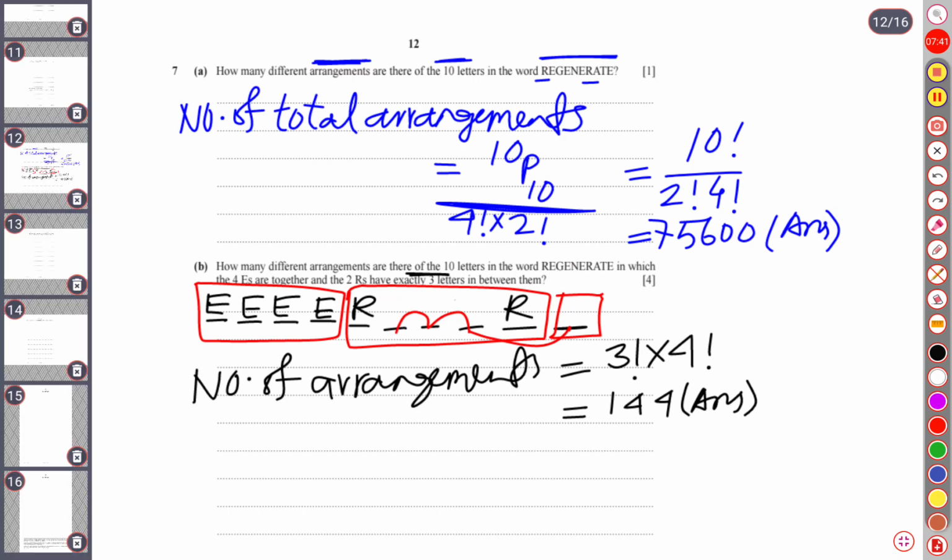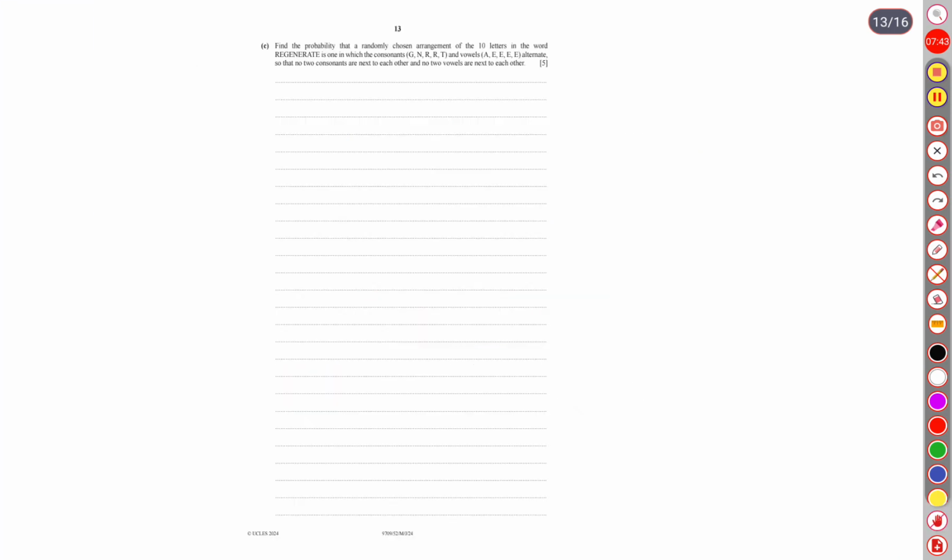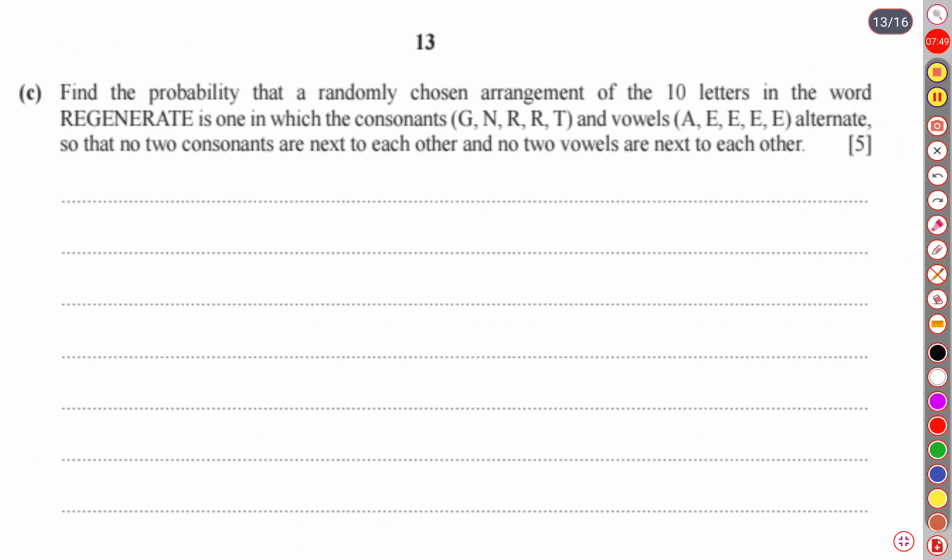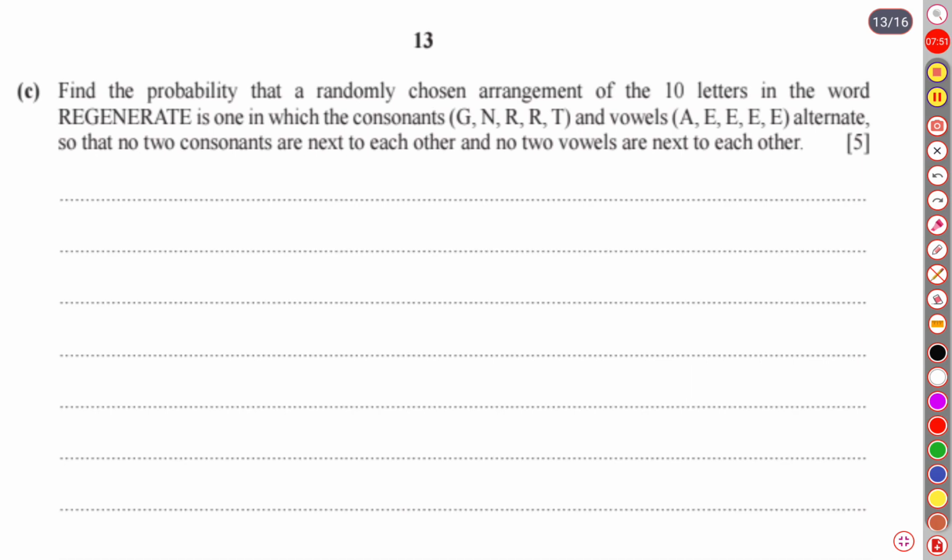That is on the next page, page number 13. Okay. Let's see what the question says. The question says, find the probability that a randomly chosen arrangement, still arrangement, that means we are going to apply the concept of permutation. Arrangement of the 10 letters in the word regenerate is one in which the consonants G, N, R, R, T and vowels A, E, E, E, E alternate, so that no two consonants are next to each other and no two vowels are next to each other.